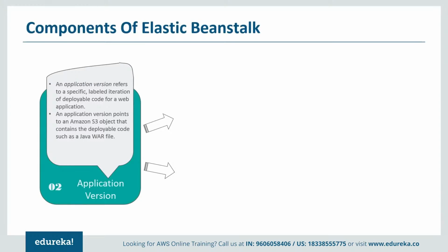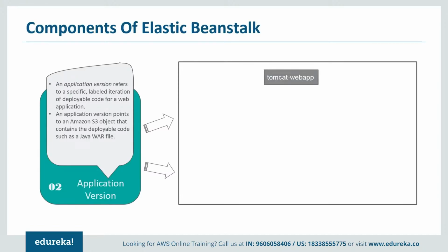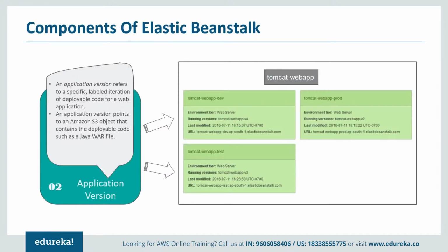We have something called application version. Suppose you have written a code, stored it in a file, and deployed this code on Elastic Beanstalk, and your application has been successfully launched. But now you want to make certain changes to the code. So what you do? You go ahead, open the file, make changes to it, save it, and then again deploy it on Elastic Beanstalk. Elastic Beanstalk again successfully launches your application.